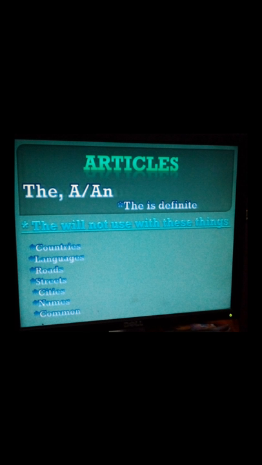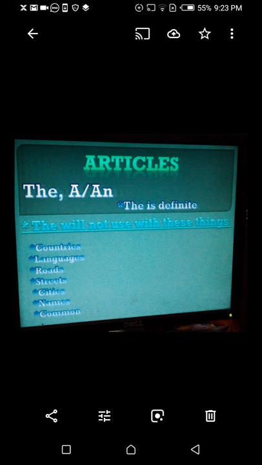The is definite. The will not be used with these things: countries, languages, roads, streets, cities, names, and common nouns. In these things we will not use the. There is too much confusion about where we have to use the and where we do not have to use the. So this concept will make you sure how and where you can use the.